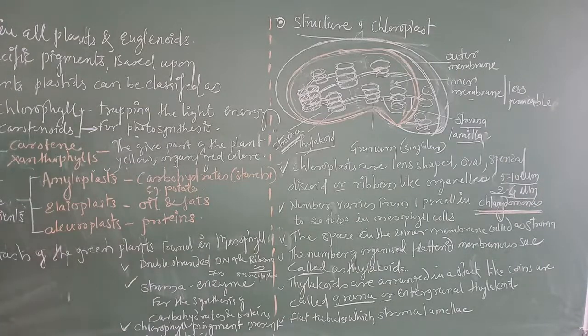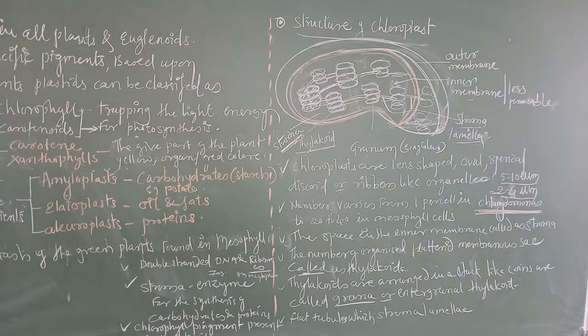In plastids, we have discussed the different types of plastids based upon the specific pigments. Based upon the specific pigments, there are three kinds: chloroplast, chromoplast, and leucoplast. And we have discussed in detail the structure of chloroplast and its function. Okay, this is regarding the plastids.